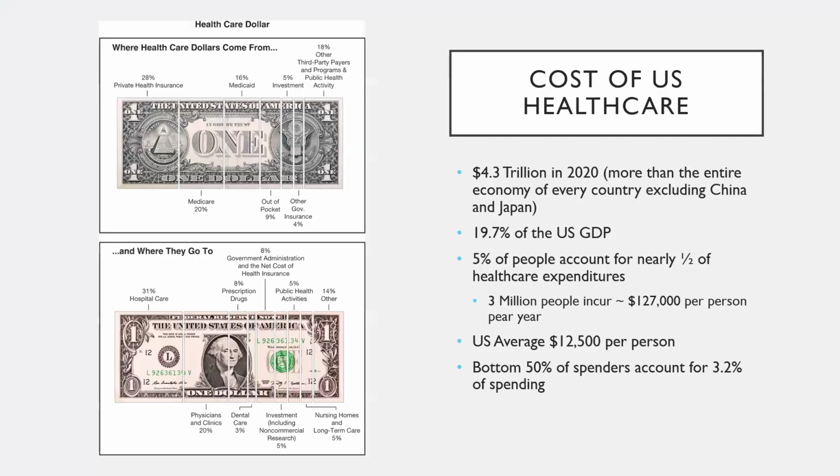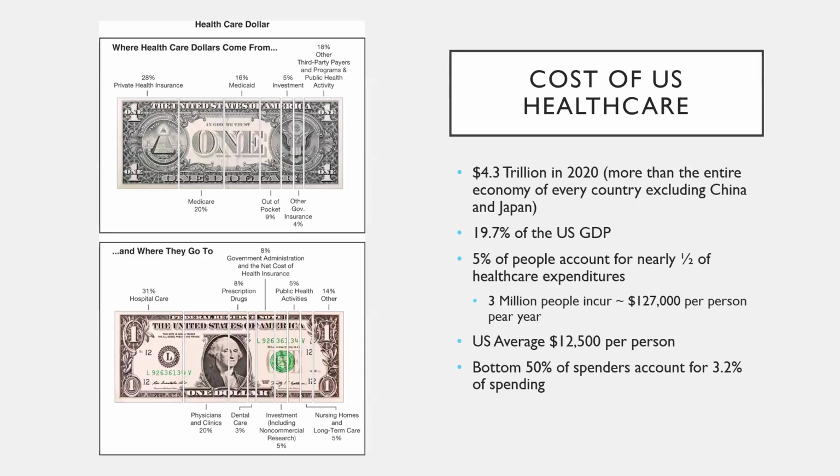So when I say it's expensive healthcare in the US, in 2020, it cost $4.3 trillion. That's more than the entire economy of every country in the world except for China and Japan. We also spend the highest percentage of our GDP on healthcare at 19.7%. The next highest is Switzerland at 11%.